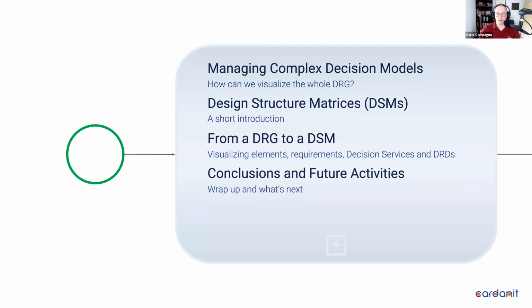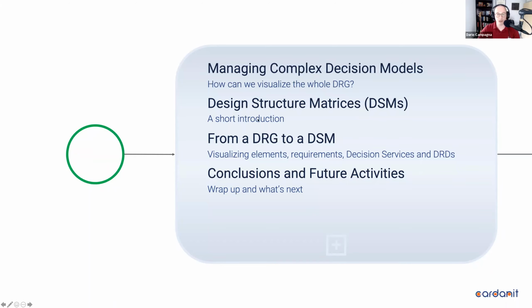One answer, in our opinion, comes from the systems engineering and engineering management world, and it's in the form of the so-called design structure matrices. I will give you a short introduction about this tool, and then I will show you how we can translate a DRG into one or more DSM to visualize the complete DRG in a compact and concise form. Finally, we'll wrap up this talk and spend a few words on the current and future activities that we are doing and we plan around DMN and DSM.